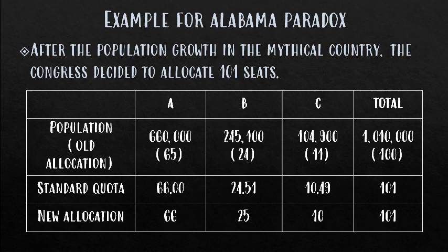In this paradox, the number of seats is increased to 101, changing the standard divisor to 10,000. Again, based on the absolute fractional part of the standard quotas, the new allocation shows that State A is entitled to 66 seats, State B to 25 seats, and State C to 10 seats. Notice how State C lost a seat with no changes in population when the House increased the number of seats.